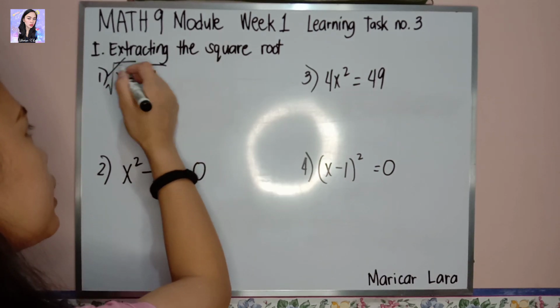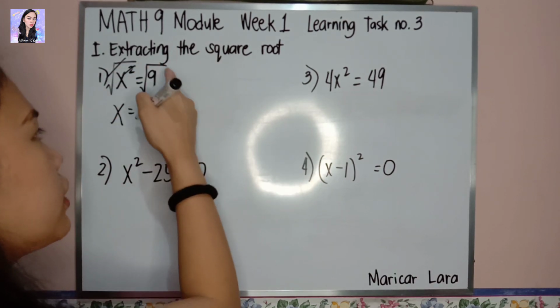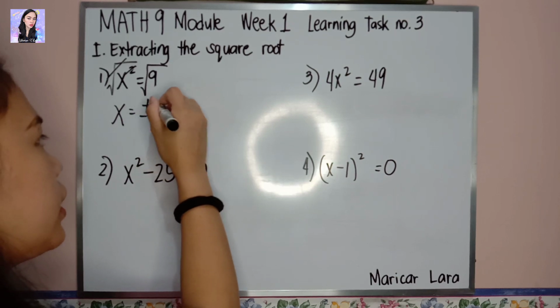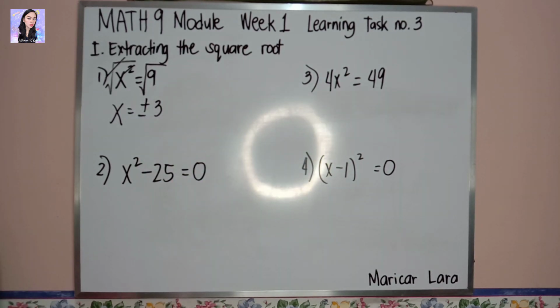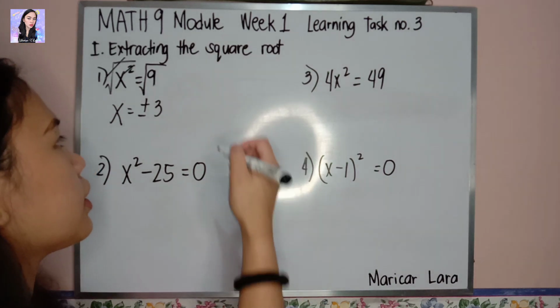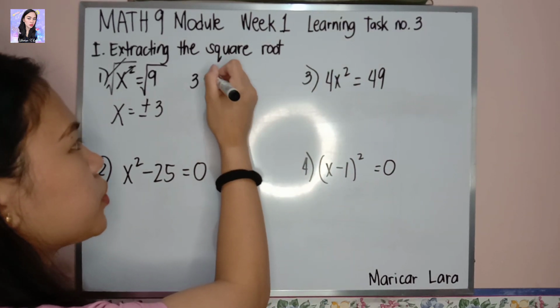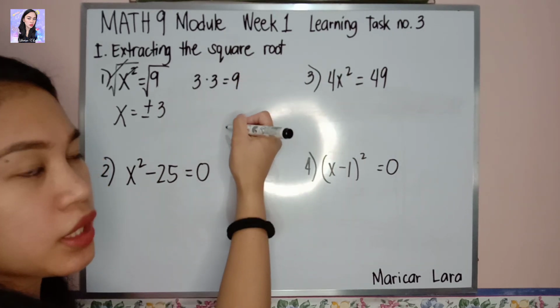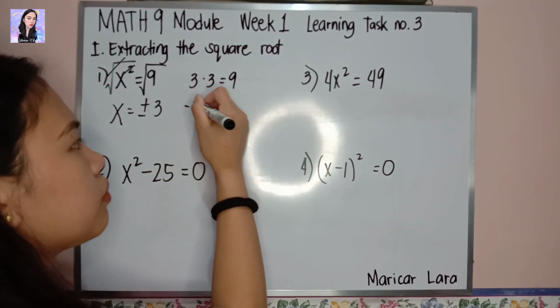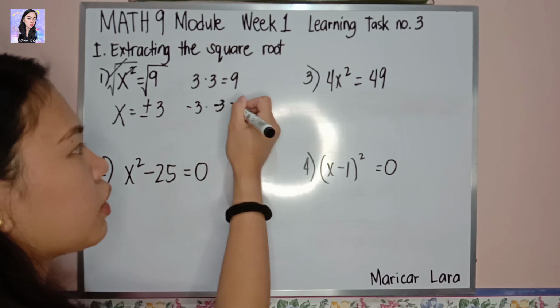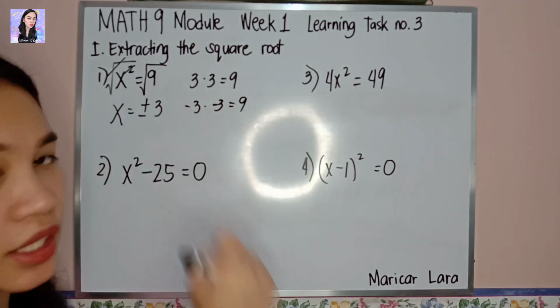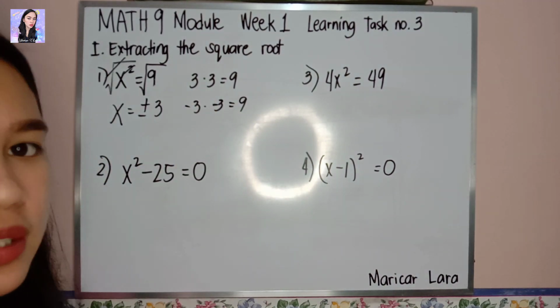So, cancel na lang to. Magiging x na lang. And square root ng 9 is positive and negative 3. Okay? So, bakit positive and negative 3? Check natin. Positive 3 times positive 3 equals positive 9. Tama. Negative 3 times negative 3 equals positive 9. Tama din siya. Kaya dalawa ang ating sagot.